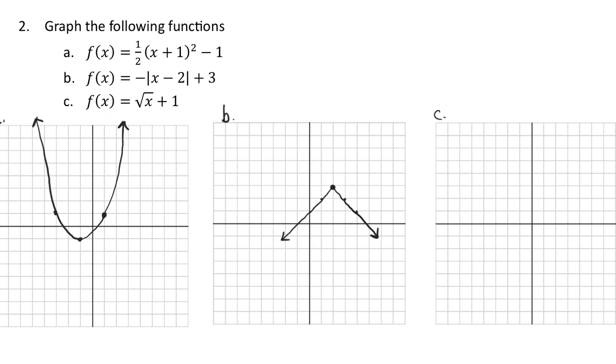For part C, here we have a parent function of just square root of x, and then we have a vertical translation up 1 unit. So the square root of x has a beginning point at 0, 0, and it points up and to the right. Now this vertical transformation here is up 1 unit, so the starting point is 0, 1. And then we need to plug in some x values. So I'm going to plug in x equals 1. The square root of 1 is 1. 1 plus 1 is 2, so 1 comma 2. And then if I plug in x equals 4, the square root of 4 is 2. 2 plus 1 is 3, so 4 comma 3.